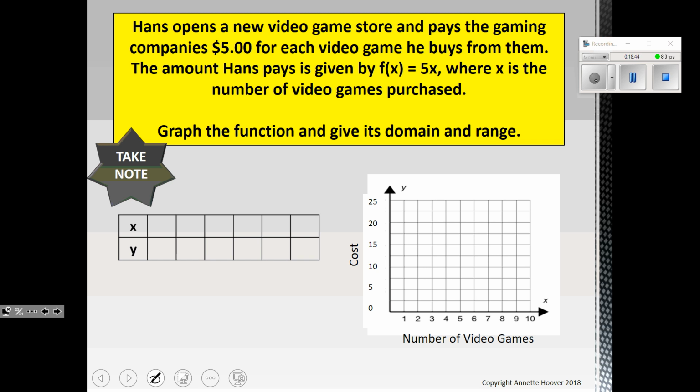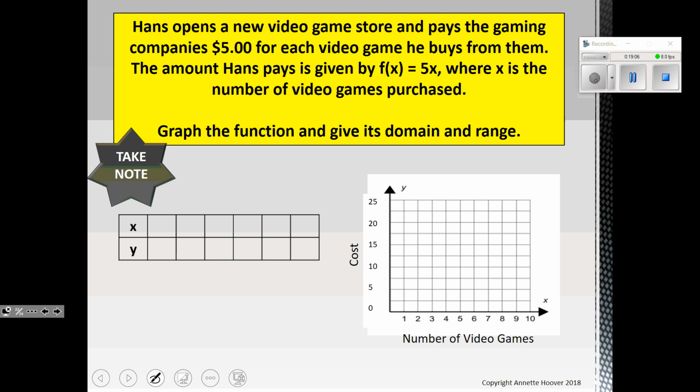So we have the number of video games that he purchased, and we have the cost. The cost is dependent on the number of video games, so we call the cost the dependent variable, so it goes on the y-axis. The number of video games is called the independent variable, so we put it on the x-axis. We have our equation.